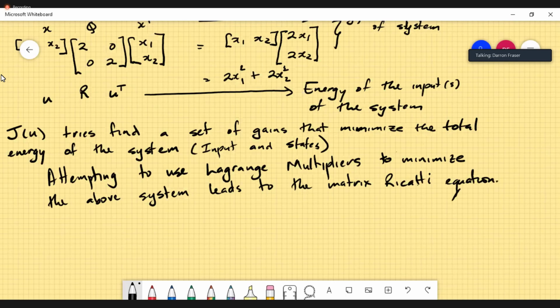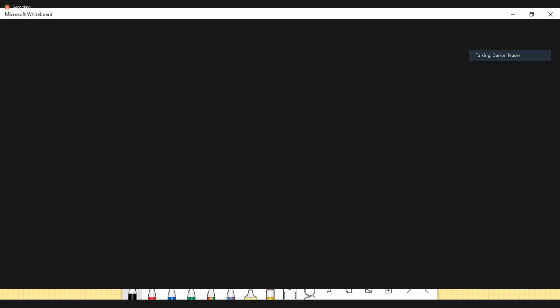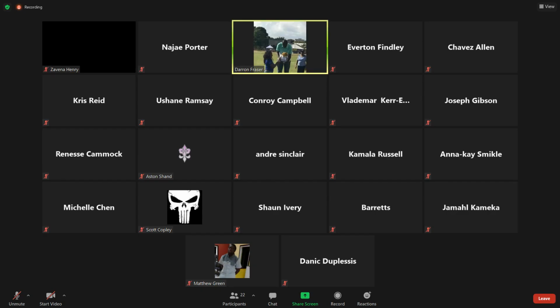All right. So when we apply the Lagrange multiplier and everything like that, we end up with a system of equations that we have to solve. So let me just deal with that.